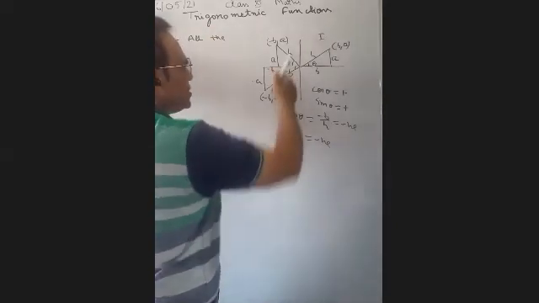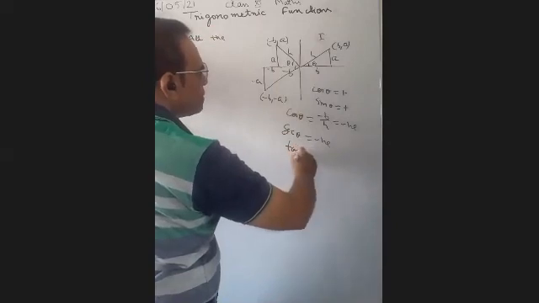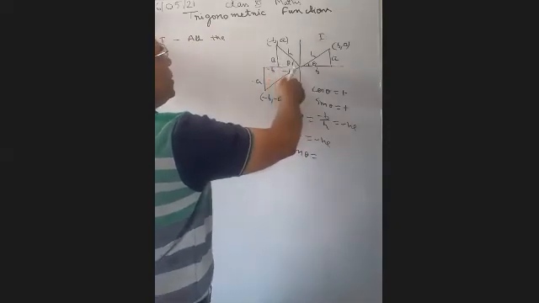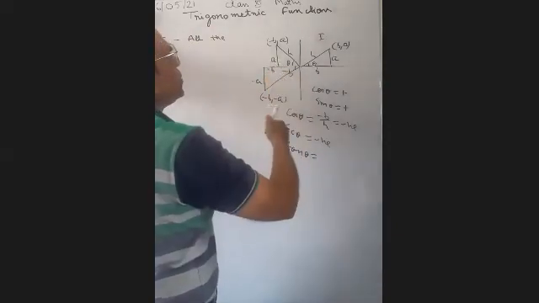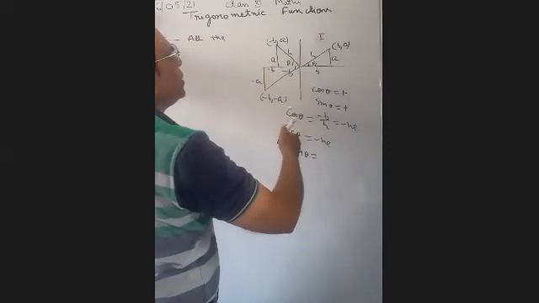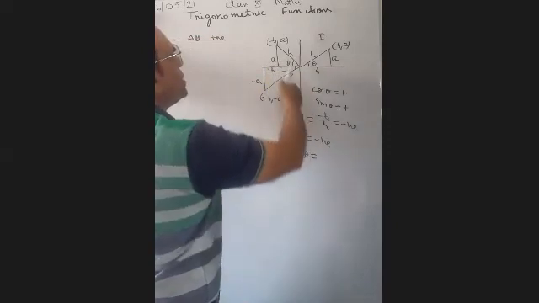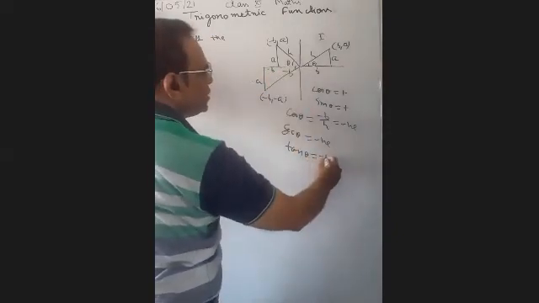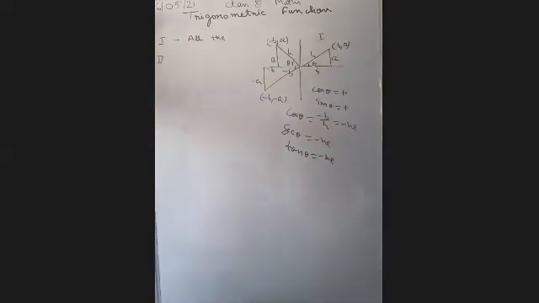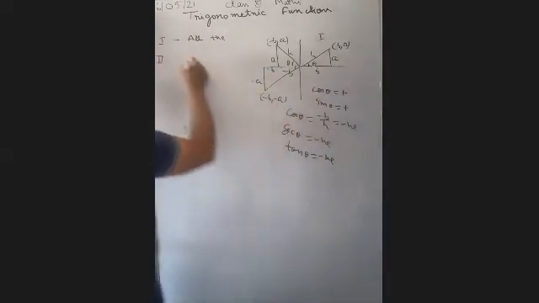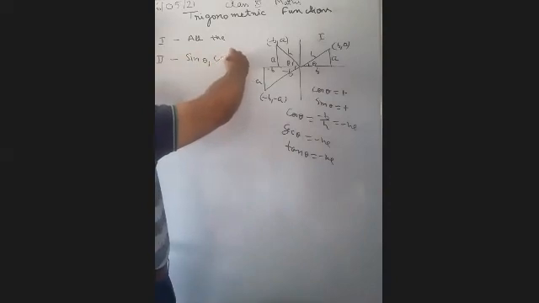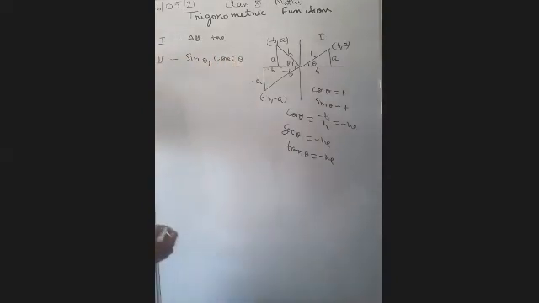If we take another function, tan theta, which is equal to perpendicular upon base, then the base is negative, that is why it will be negative. That means tan theta will also be negative. Only sin theta and cosec theta will be positive because these are reciprocals. So these two functions, sin theta and cosec theta, will be positive.